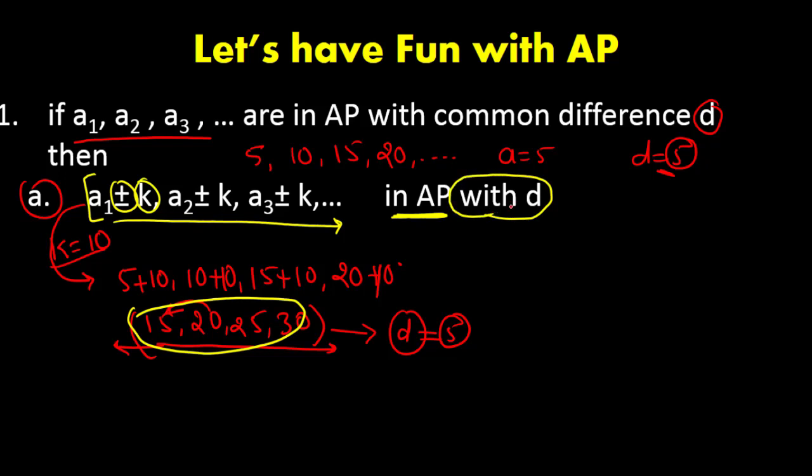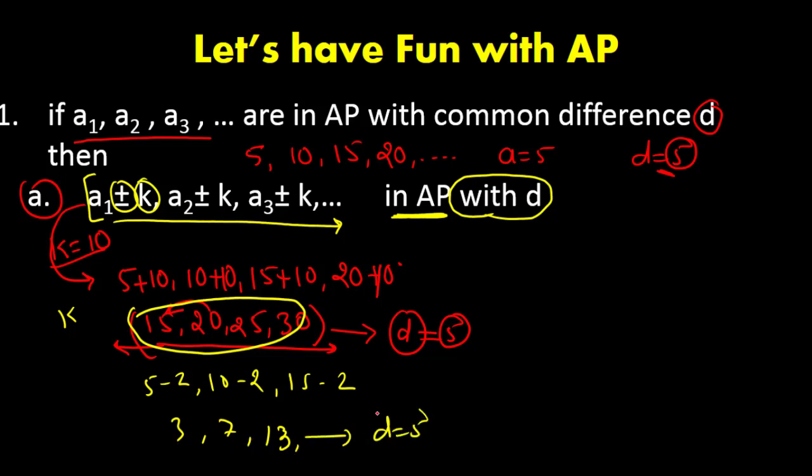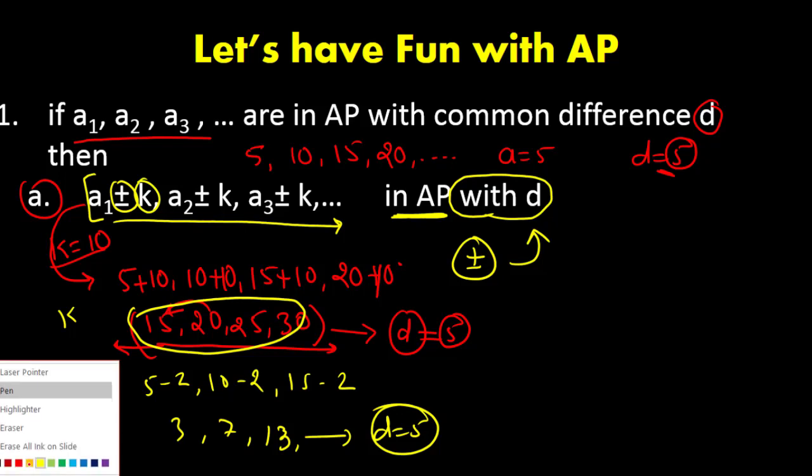Getting it? Now try with the minus sign. Take k equal to 2. So 5 minus 2, 10 minus 2, 15 minus 2. You will get 3, 8, 13. These are again in AP with the same common difference, d is 5. This means addition and subtraction does not change the value of d. Very good. Let me clear the screen.